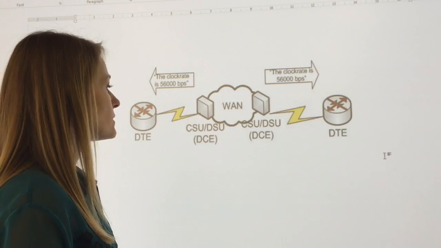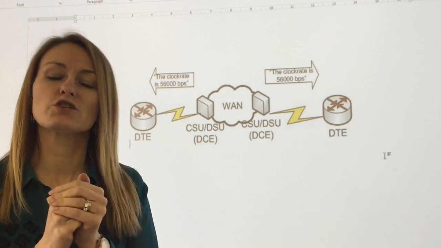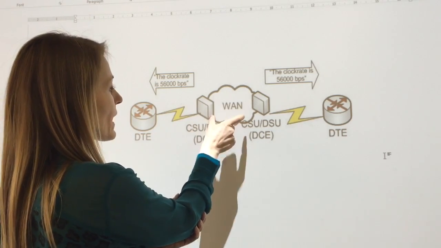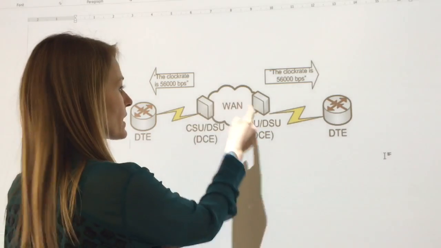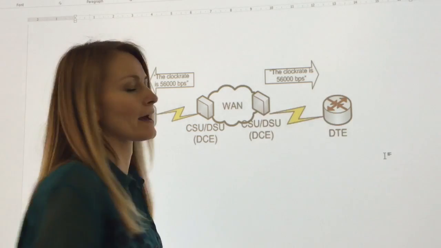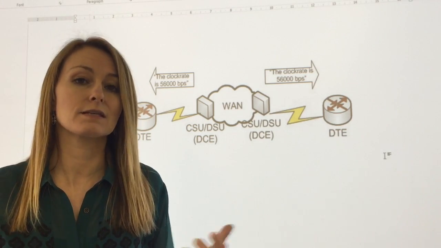CSU/DSU, that's a piece of technology that's going to translate the LAN information into WAN information. So then on the other side of the WAN, it will translate the WAN information back into LAN information, so those two DTE devices can communicate.